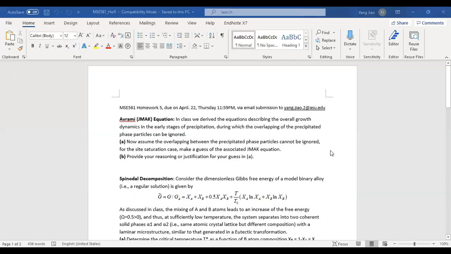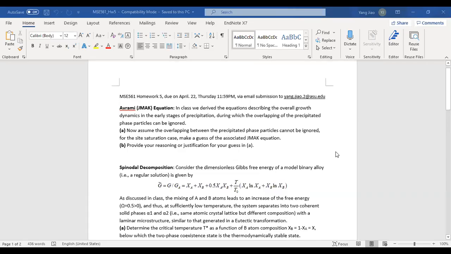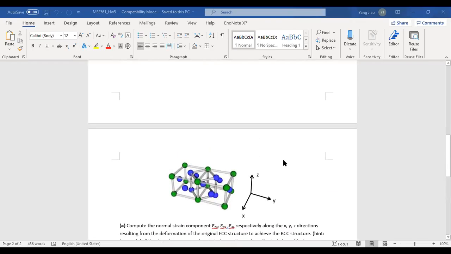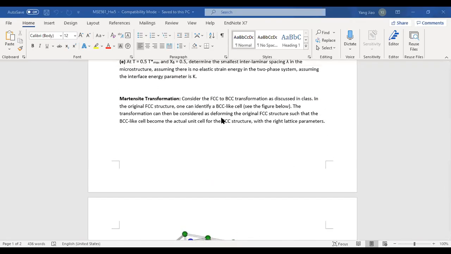Since we still have some time, which I reserved, I can quickly go through the homework with you. But before I go through the homework, any questions on the Martensite transformation? Okay, so we're already done with this one. I'm sharing my screen of the homework. It has 3 questions. I think we just finished this one, the Martensite transformation.